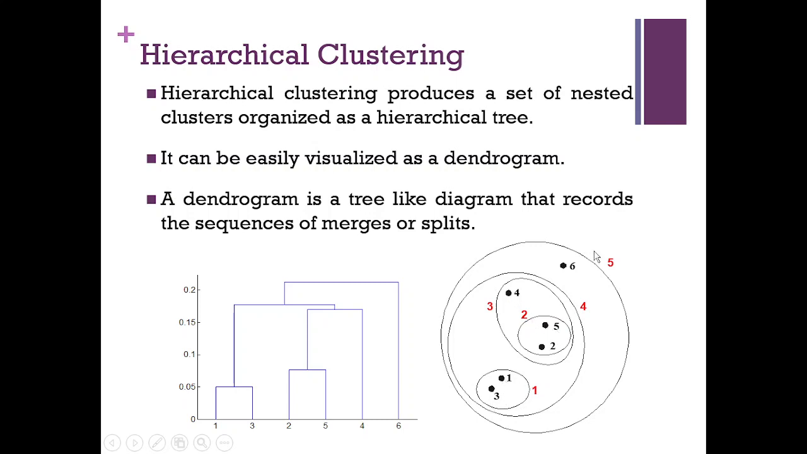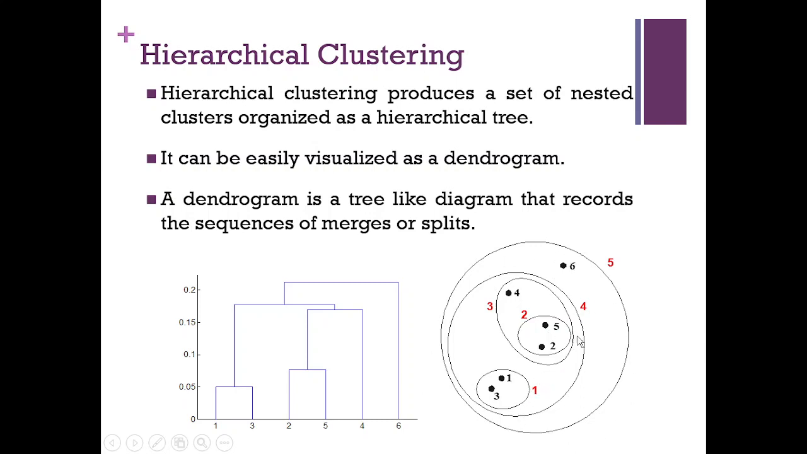Six data points. Now, let's say the first two data points to be merged to form a cluster were 1 and 3, making cluster 1. The next two data points to be merged were points 2 and 5, making cluster 2. Then the cluster with points 5 and 2 was merged with point 4 to make cluster 3. And then cluster 3 was merged with cluster 1 to make cluster 4. Finally, this cluster 4 was merged with data point 6 to form cluster 5.